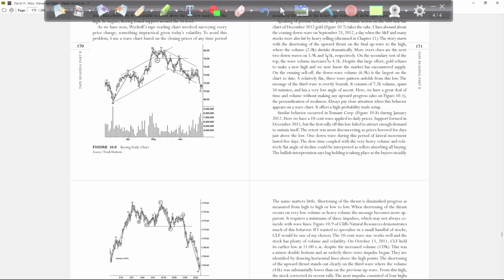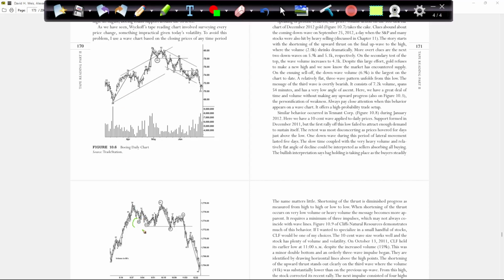On the secondary test of the top, the wave volume increases to 4.1K. Here to here, we went from here to here, and then the volume raised from 5.1K to 4.1K.